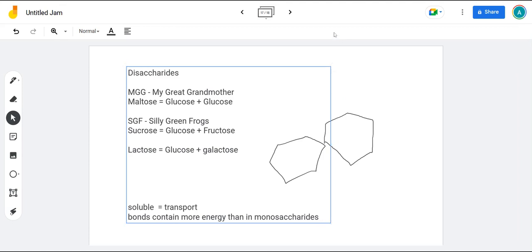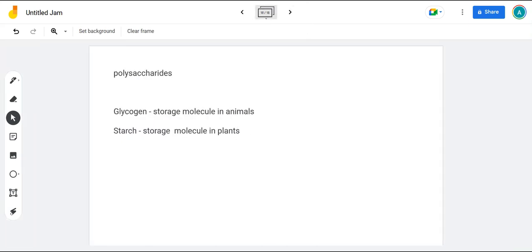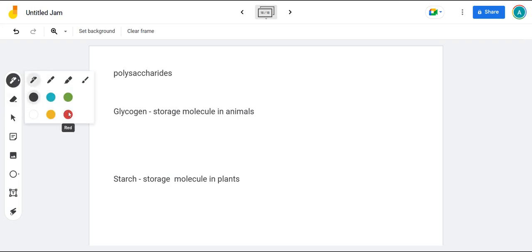And then let's have a look at the shape. So we've got the general shape of disaccharides there. Let's start to have a look at the general shape of our polysaccharides. So we're going to have a look at glycogen first of all. So the animal's storage. So let's put this down there a bit. And let's have a look at glycogen. So glycogen, if we're to draw it, use our red. So it's lots of alpha glucose molecules joined together in a line, like this.